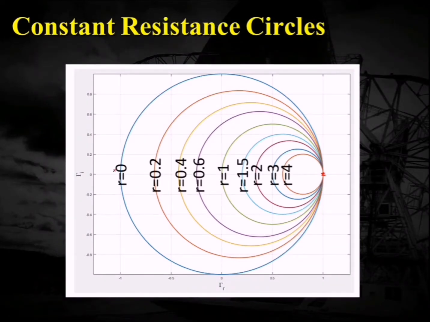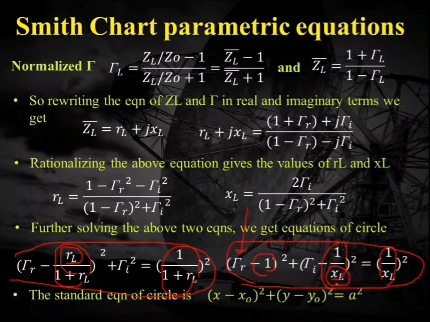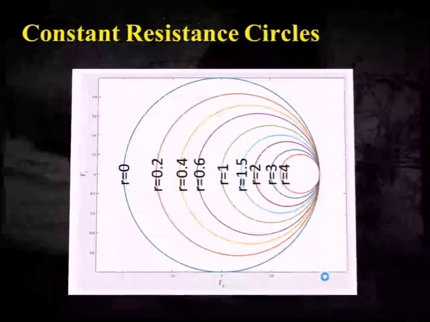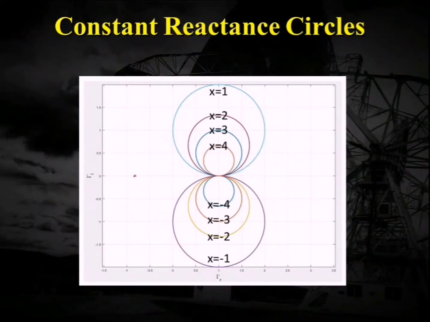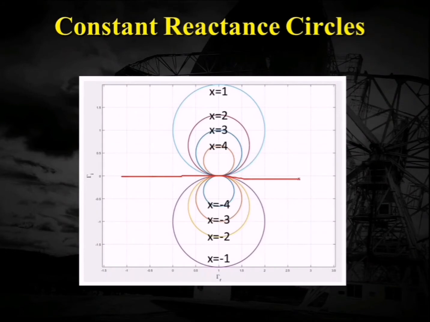Similarly, for the second equation, that is this one, for the imaginary part of XL, by substituting different values of XL, I will get different types of circles which are like this. You can see here that if this is the borderline, then all the circles above this have positive values, that is x equal to 4, x equal to 3, x equal to 2, and x equal to 1. And as I am increasing the value of x, the circle radius is also increasing.